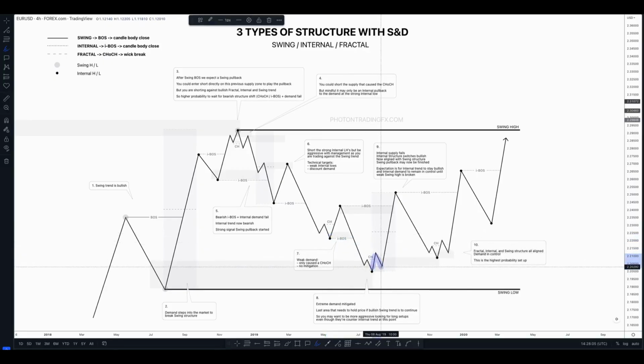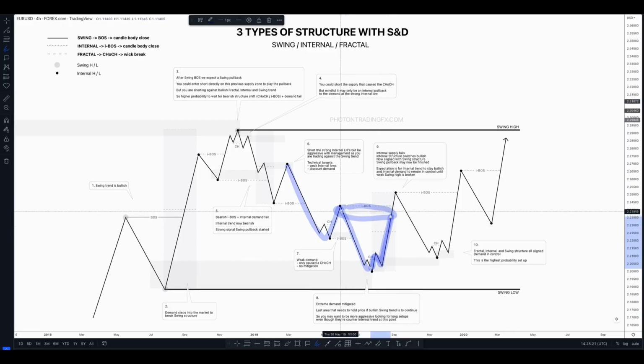So let's say we get long and then we're targeting up here, as we come into this supply zone. This supply here caused the BOS, because remember, this is the internal trend, up, down. So now we've got long on the change of character and we're playing that internal pullback.